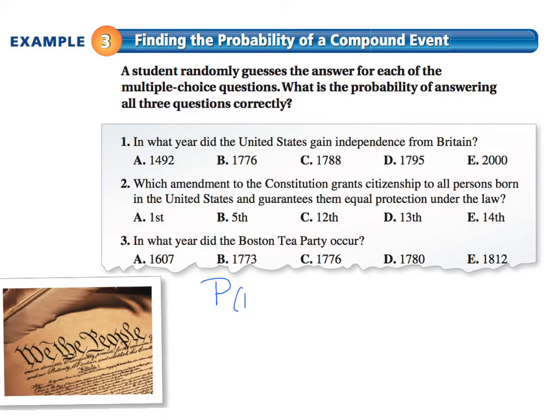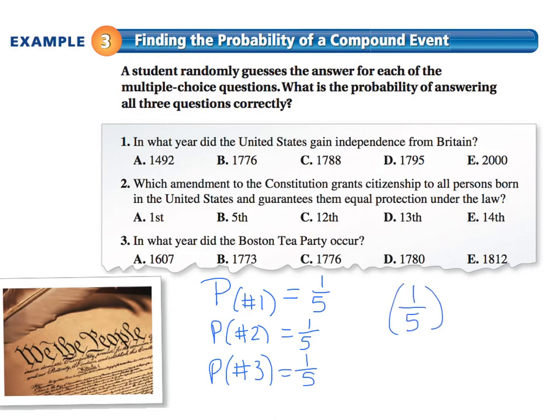So the probability of answering number 1 correctly would be 1/5, 1 correct choice out of 5. The probability of number 2 would also be 1/5. And the probability of answering number 3 correctly would also be 1/5. So we would take 1/5 times itself 3 times, which would give us the probability of 1 divided by 125, which is 0.8%. So the probability you would actually answer each of these correctly would be 1 out of 125, or 0.8%.